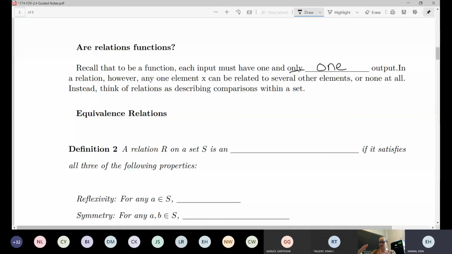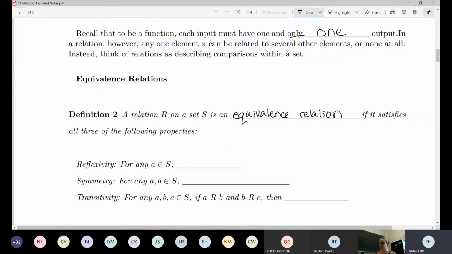So one step further from just a general relation is the idea of something called an equivalence relation. A relation on a set S is going to be called an equivalence relation if it satisfies the following 3 properties. It's got to be reflexive, so reflexivity, which means for any element A in your set, A is going to be related to itself.